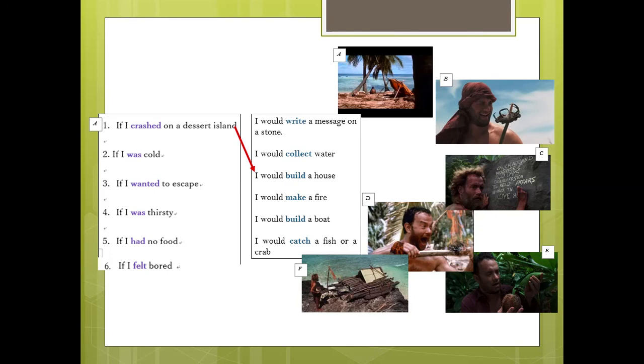Let's match the sentences. Number one is the answer. If I crashed on a desert island, I would build a house. A. If I was cold, yes, I would make a fire. Which picture? Excellent. It's D.